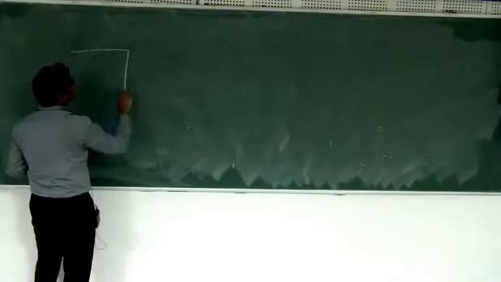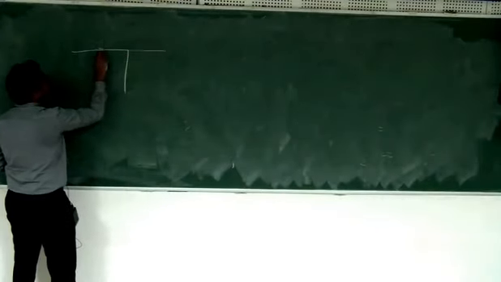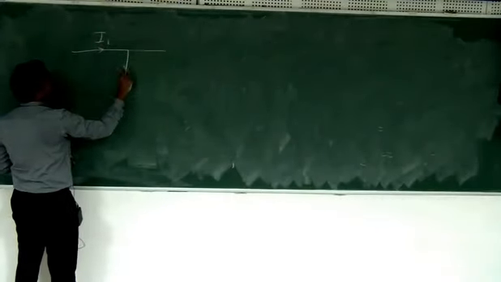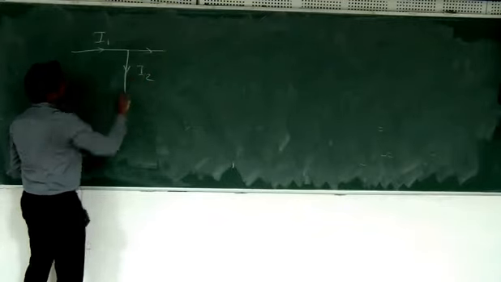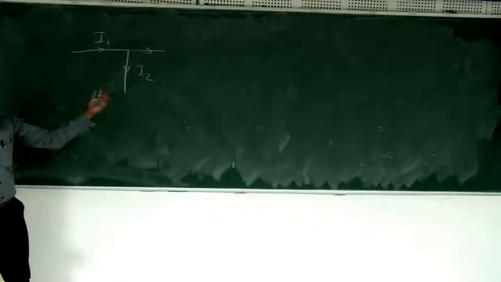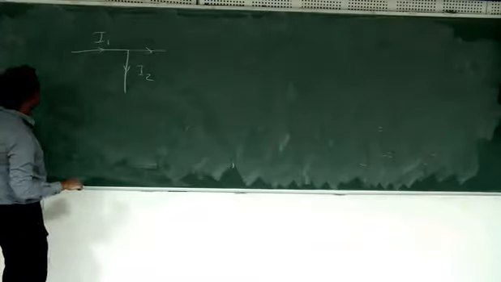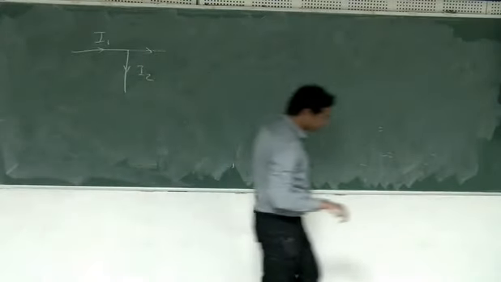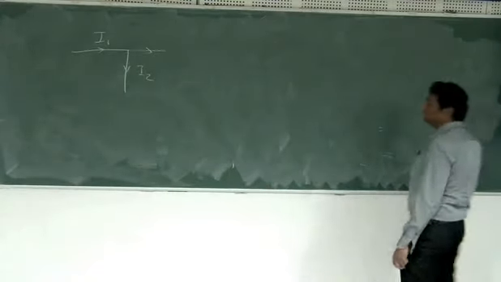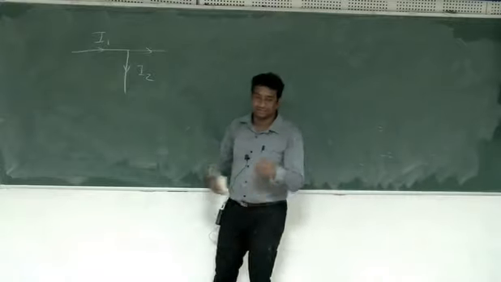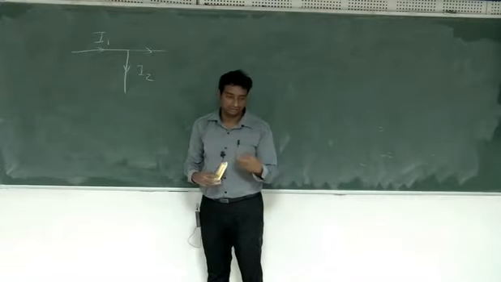Let's say there is an AC circuit, and in that AC circuit it is something like this. This current is I1, this current is I2, and obviously this current will be I1 minus I2, whatever. Okay. So something like this. So here you are seeing the case of addition and subtraction of alternating quantities.